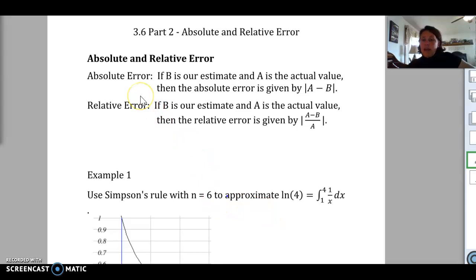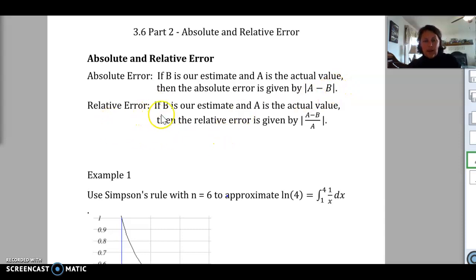Alright, so our absolute error is just going to be the difference between our estimate and the actual value. So if we say B is our estimate, A is our actual value, then the absolute error is A minus B, and just always take the positive of that, the absolute value, no matter what it is.